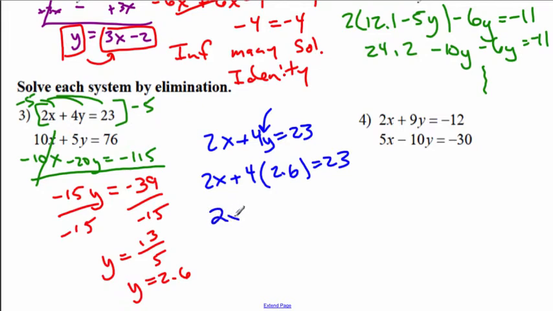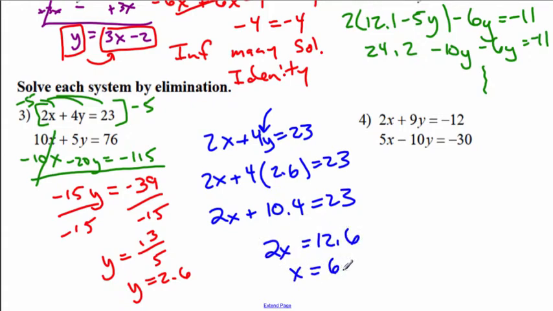All right, so we're going to get 2x. 4 times 2.6 is going to give us 8, and then we get a 0.24, so we're going to get 10.4. That equals 23. Then if you do 23 minus 10.4, that's going to give us 12.6. Divide by 2, 6.3.